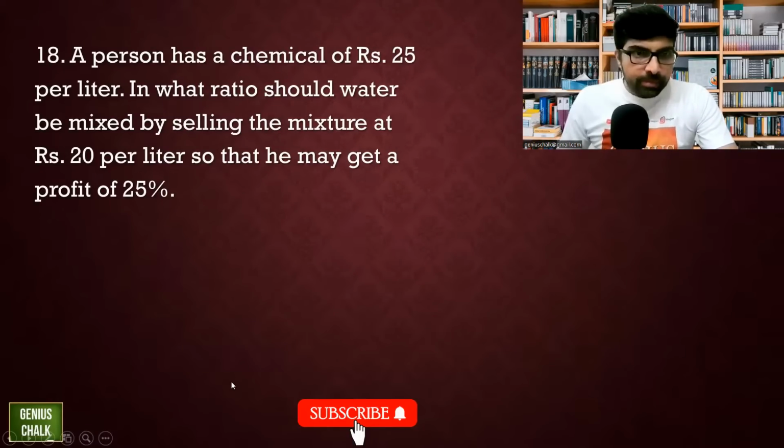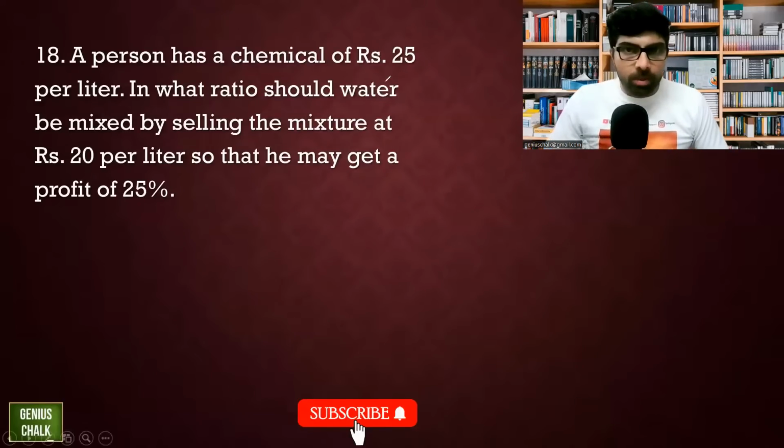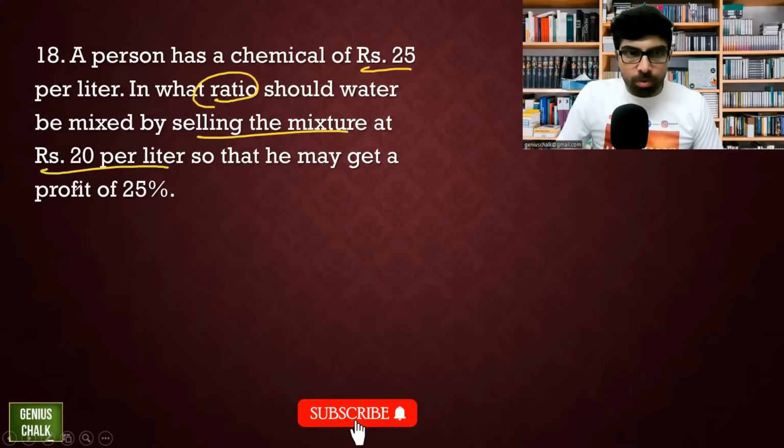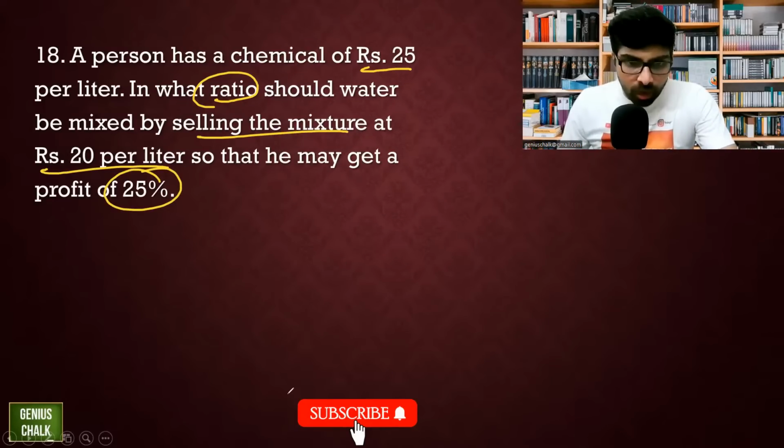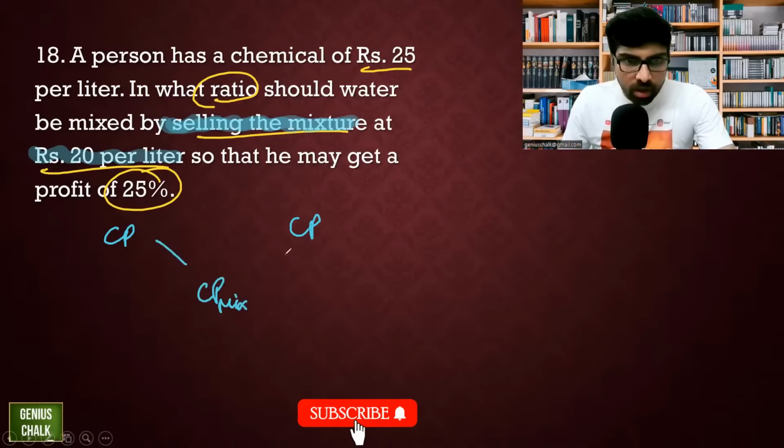All right, next question. A person has a chemical of 25 rupees per liter. In what ratio should water be mixed, selling the mixture at 22 rupee per liter, so that he may gain a profit of 25%? Now, there is one basic thing I need from you in this type of question. Please highlight this word first: selling the mixture. Selling the mixture at this much. The point is, if you have cost price the first time and cost price the second time, then here also it should be the cost price of the mixture. Then only you can find the ratio.